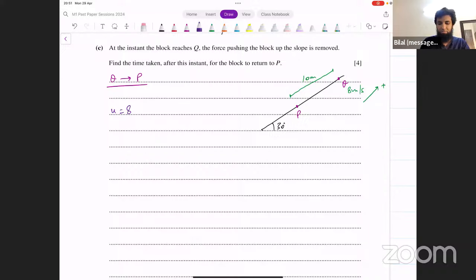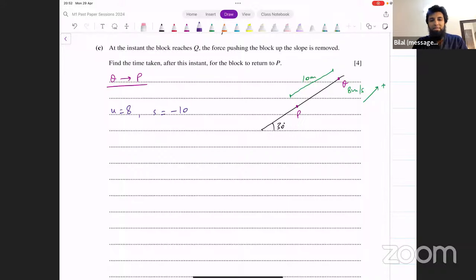What else do we know? Do we know displacement? What is going to be the displacement from Q to P? Anyone? What value do we use for that? Remember, we're taking up the slope as positive. QP is down the slope. So the displacement value is going to be negative. We would say displacement is negative 10 here because it's down the plane.